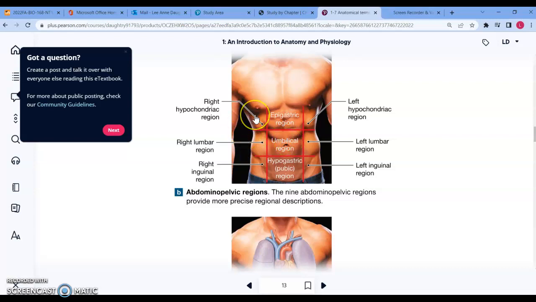So now let's talk about the right hypochondriac region in relation to the umbilical region. The right hypochondriac region is also lateral to the umbilical region, but in addition to being lateral, or to the side, it's also superior to the umbilical region. So this is the right hypochondriac region, the right lumbar, and then the right inguinal region. And the right inguinal region would be inferior to the umbilical region, and it would also be lateral to the umbilical region.